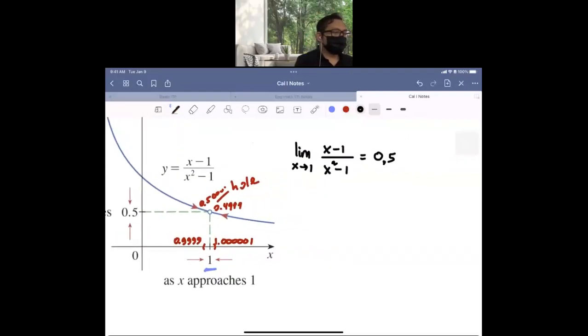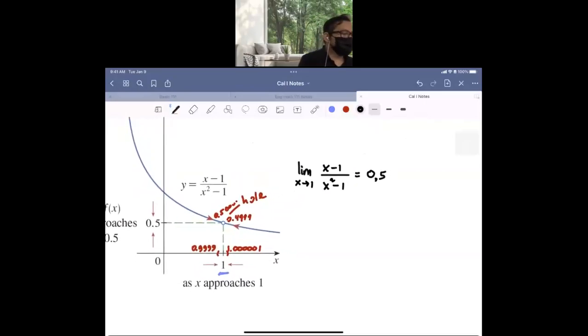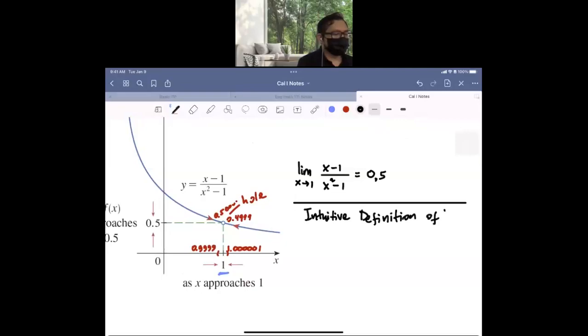Okay, now from this visual, from this graph, we can say the definition. It's called the intuitive definition of limit.